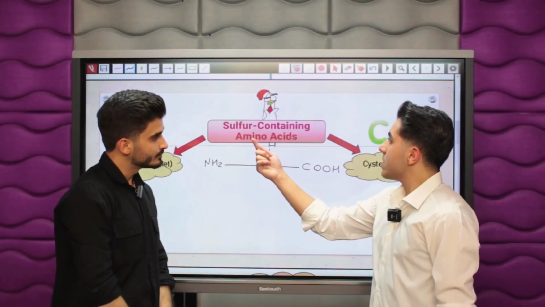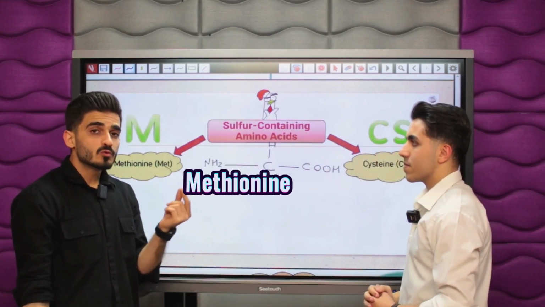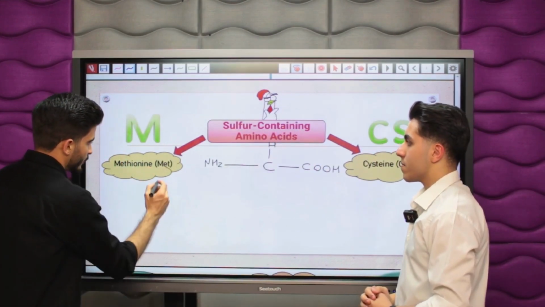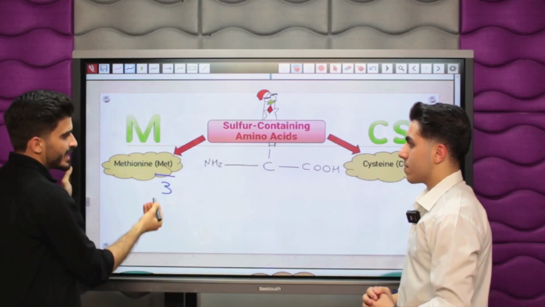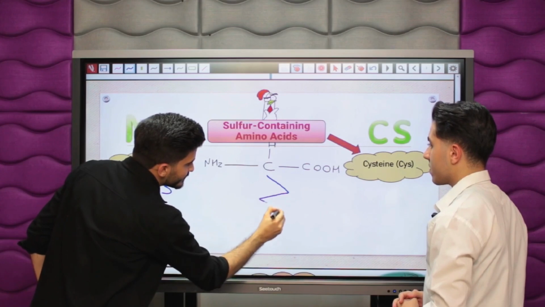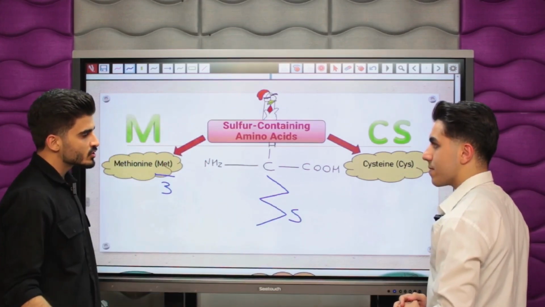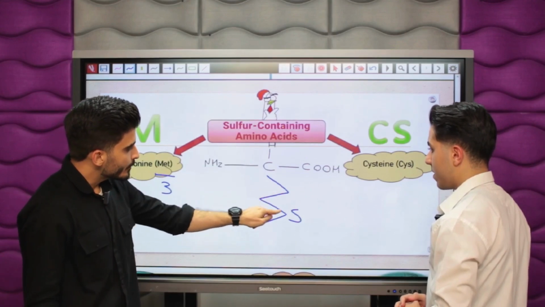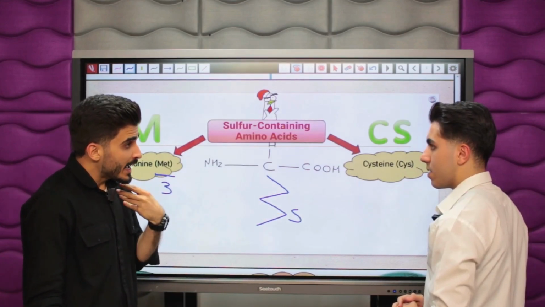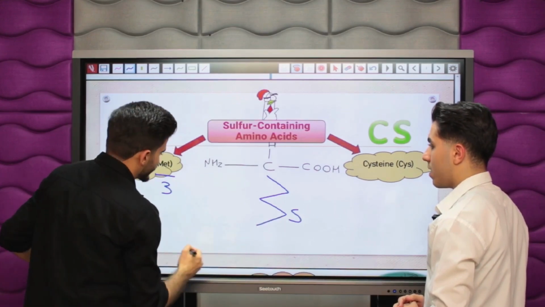Now, let's discuss the sulfur-containing amino acids. Methionine, abbreviated with 3 letters, MET, okay, is drawn as an elongated M and add a sulfur atom here. So we draw the M and we add a sulfur atom instead of carbon in the 3rd place.